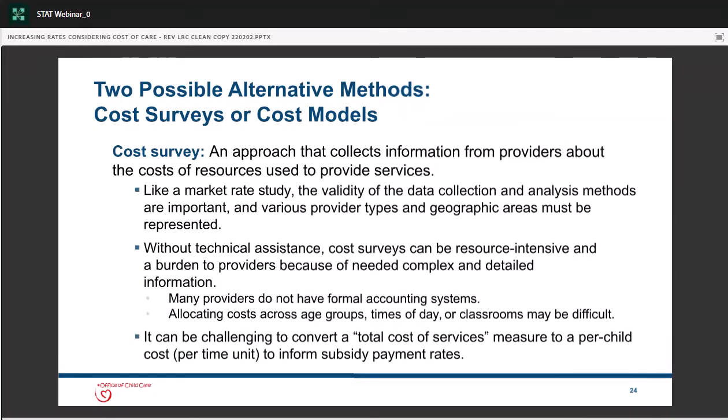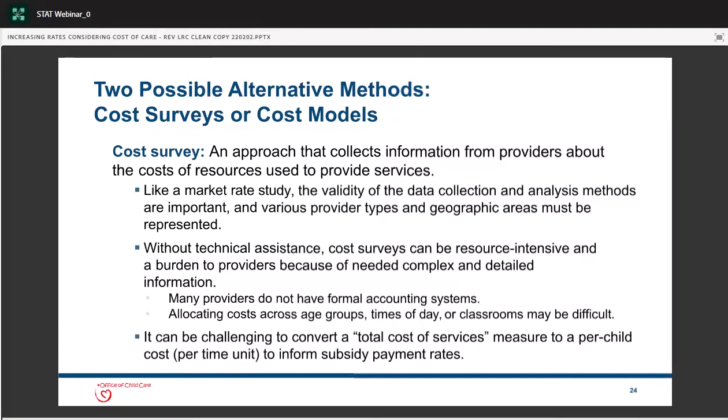It may also be challenging to determine how to allocate reported overhead costs that are incurred if a program is embedded within a host organization. But don't let those challenges or considerations prematurely deter you. It can be done.